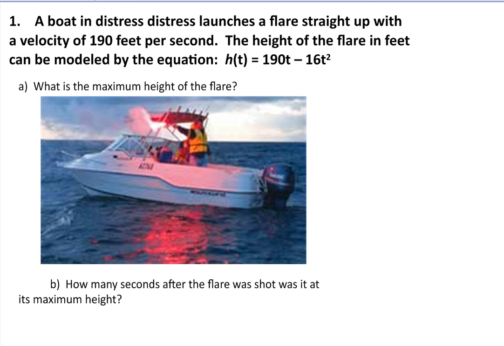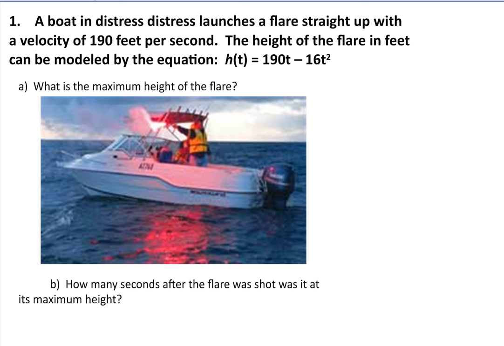In this lesson we are going to be doing quadratic word problems using our graphing calculator. So you'll need your calculator for this. In the first problem it says a boat in distress (twice, they're in so much distress the word is written twice) launches a flare straight up with a velocity of 190 feet per second. The height of the flare in feet can be modeled by the following equation. They want to know what the maximum height of the flare is.